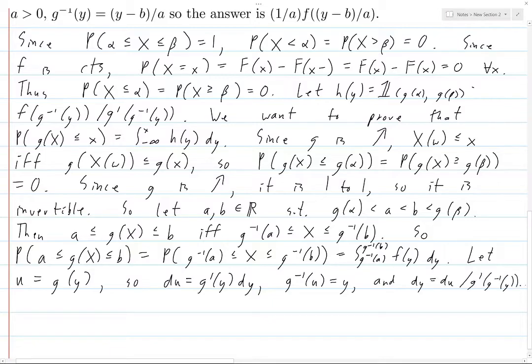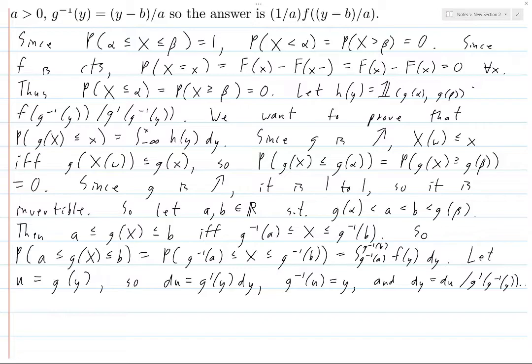And so now at this point you should sort of see, we defined this function h, and we had these weird things in there like f of g inverse divided by g prime of g inverse, and where are these things coming from? You can see here that they're coming from this change of variables.